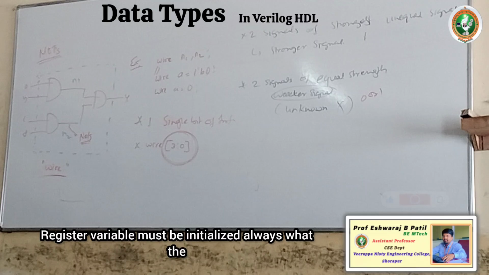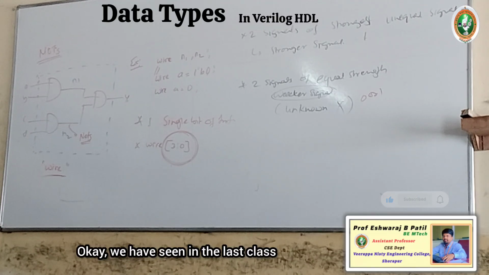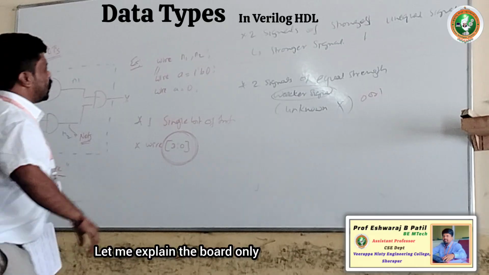Okay, a register variable must always be initialized with the keyword always. We have seen in the last class. Let me explain on the board only.